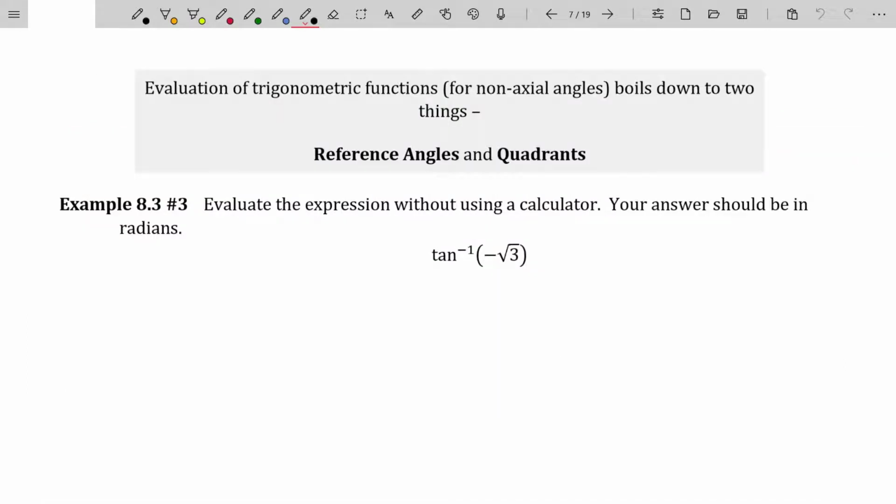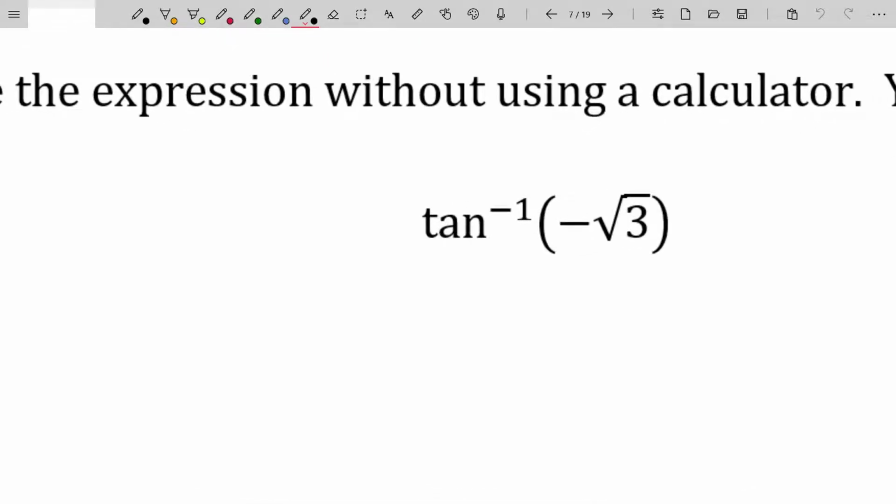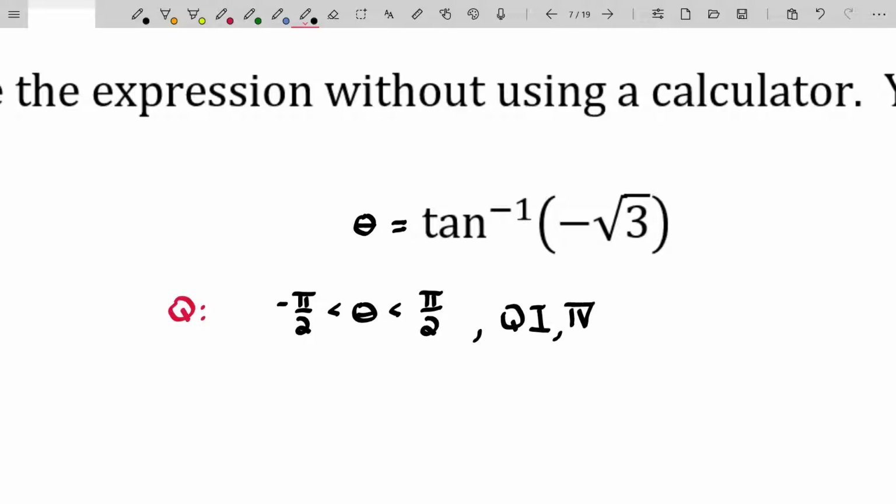Speaking of the tangent inverse, here we go. Let's evaluate this expression, again, without using a calculator. I happen to know this is going to return an angle. I also know the angle that gets returned by the tan inverse is between -pi/2 and +pi/2. Again, that's from the previous video, where we talked about all the quadrants and angles that can be returned by an inverse trig function. That's my quadrant step. Let me list out the quadrants too: it's quadrants 1 and 4.